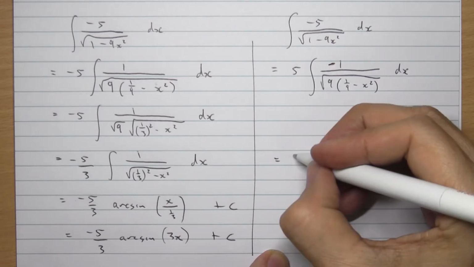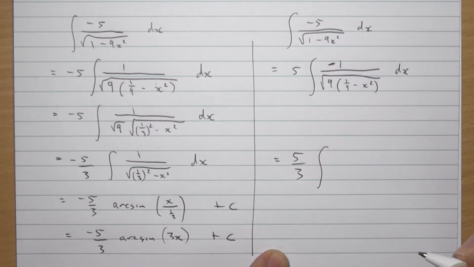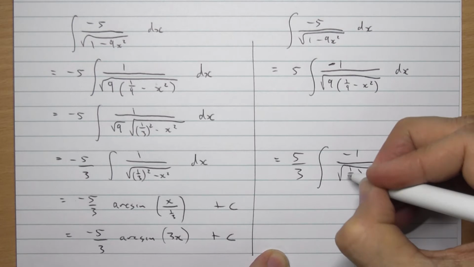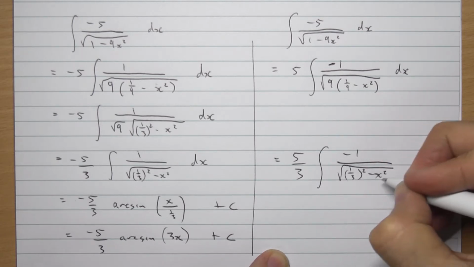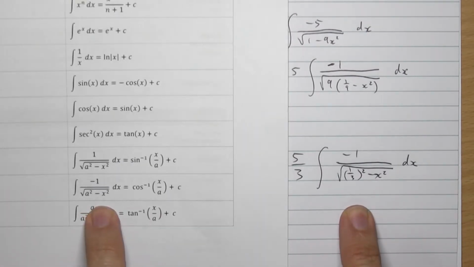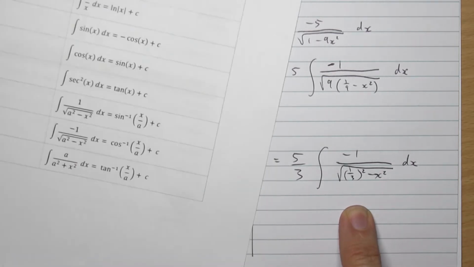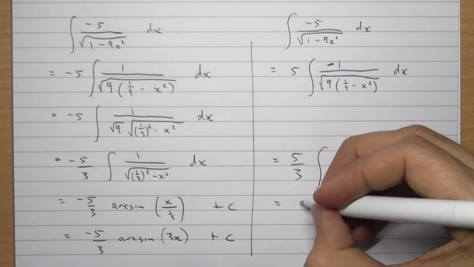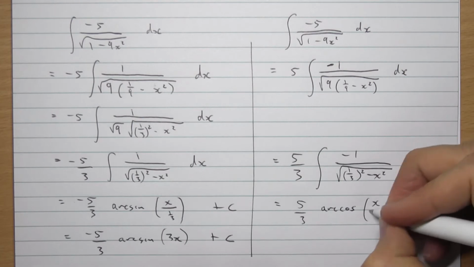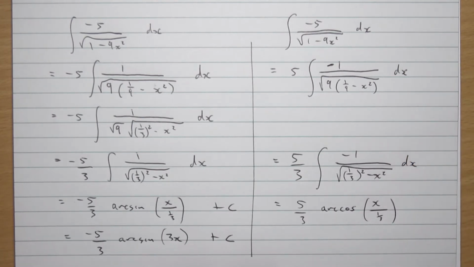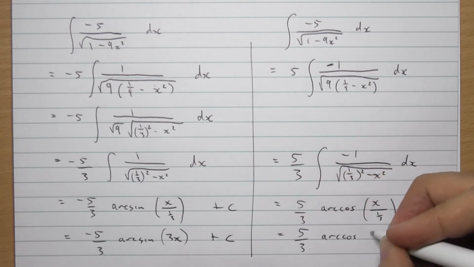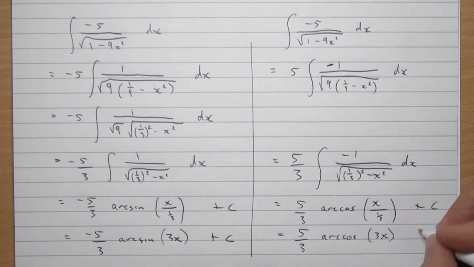It's on the bottom, so I'm going to have 5 on 3 times the integral of minus 1 over, now I should have what I want, square root of 1/3 squared minus x squared. And this should exactly match my rule. Okay, arc cos x on a. That is 5/3 arc cos x over 1/3. And again, dividing by 1/3 is the same as multiplying by 3. Forgot my constant.